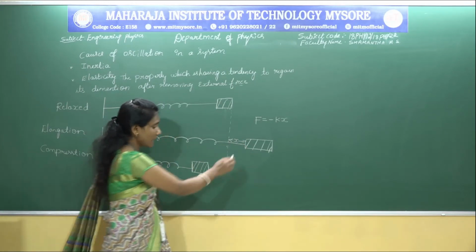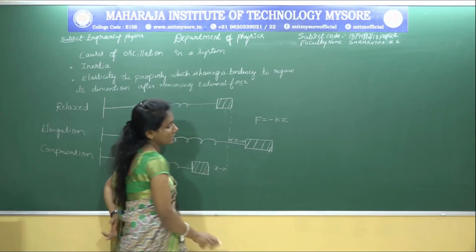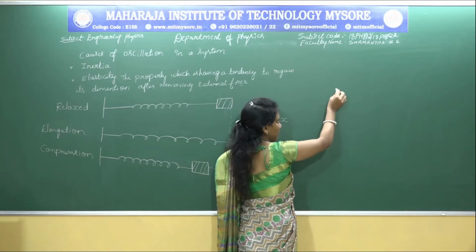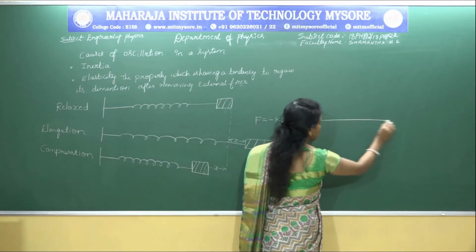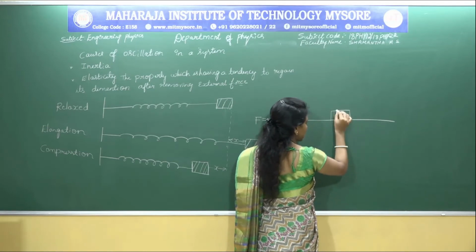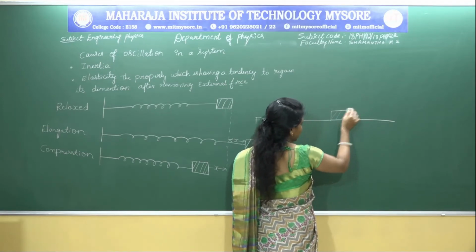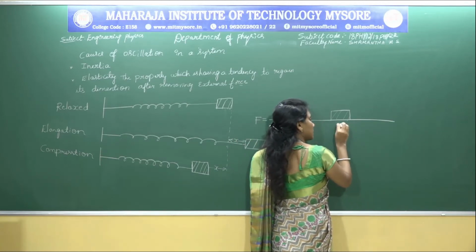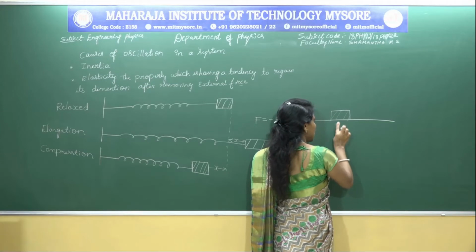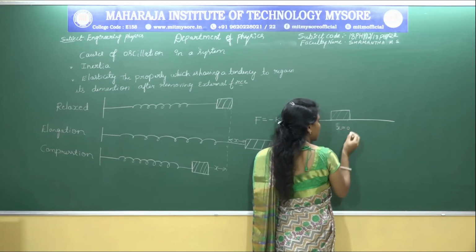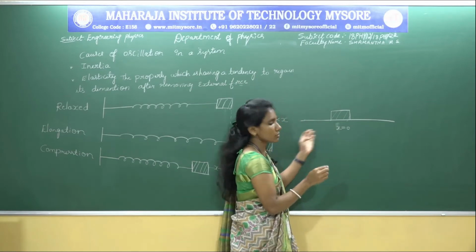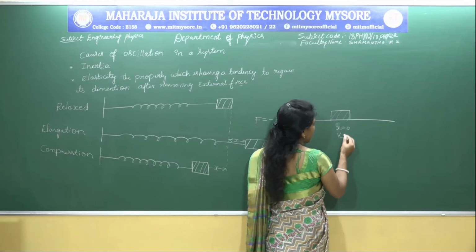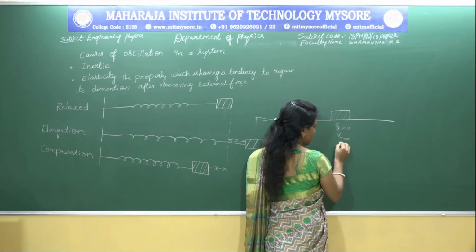And what will happen to the acceleration? When the body is oscillating, if we place the body at the center, the fixed point, initially the displacement will be 0. At this point the velocity will be maximum, and the acceleration is also 0.